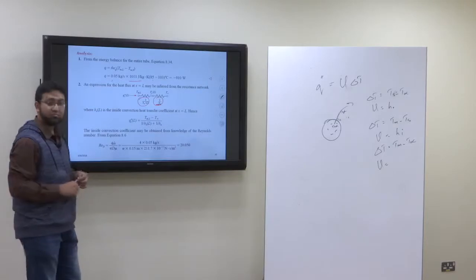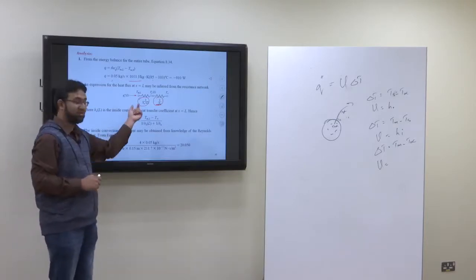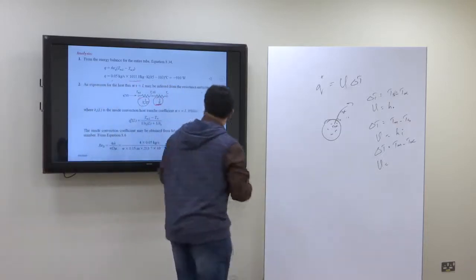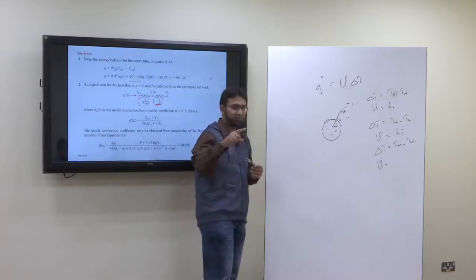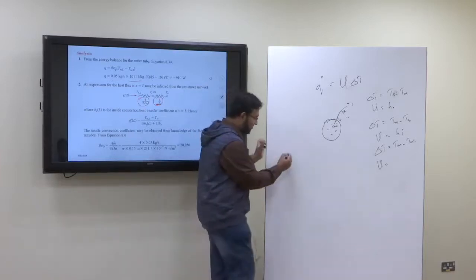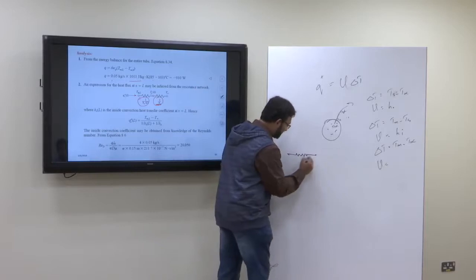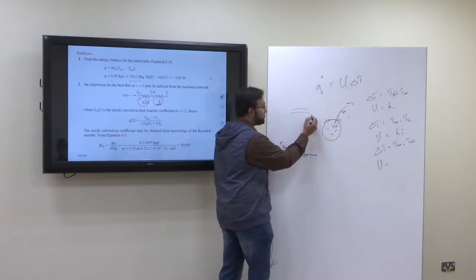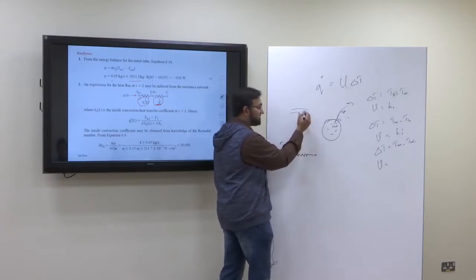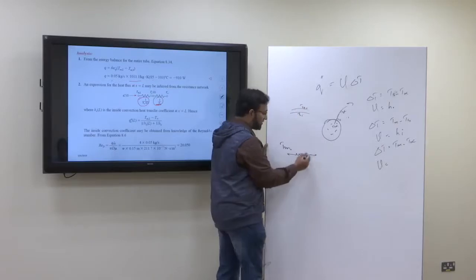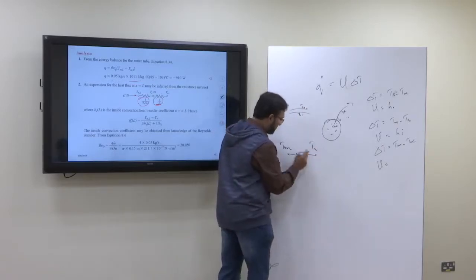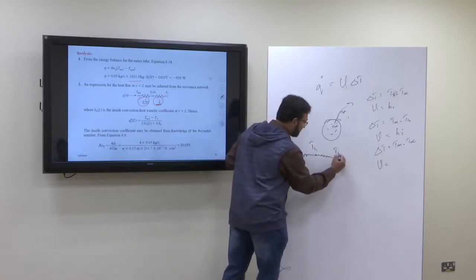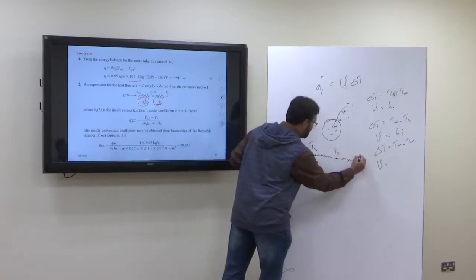But this h_x is not given inside. Suppose you have a thickness. You have a homework problem with the thickness as well. If you have thickness, then you have two temperatures, T surface in and T surface out. So it will be from Tm to T surface in, then from T surface in to T surface out, then from T surface out to T infinity.